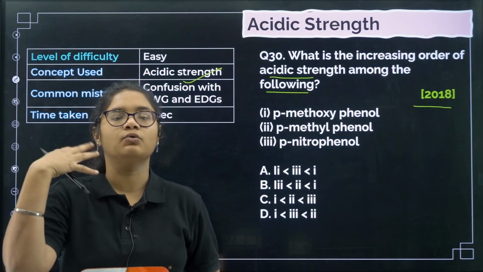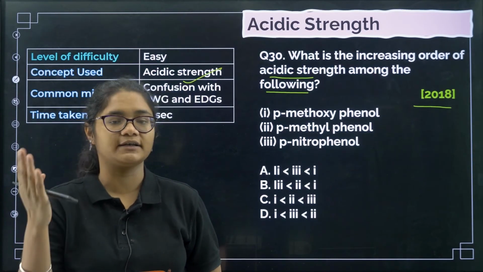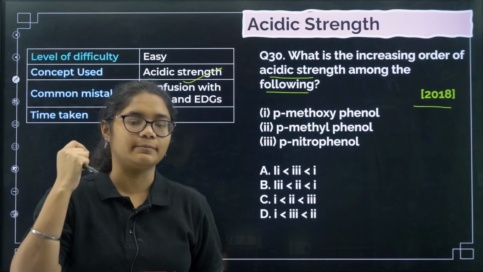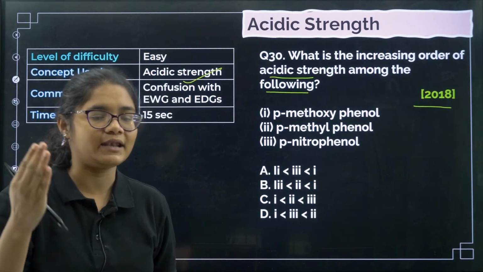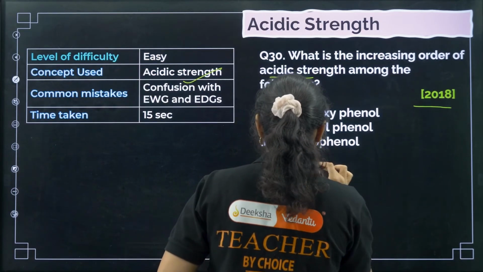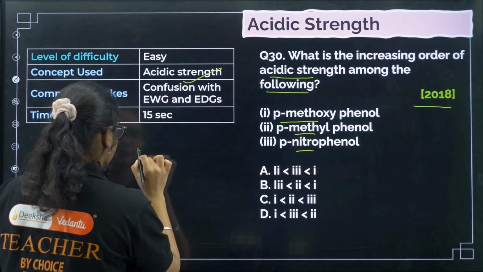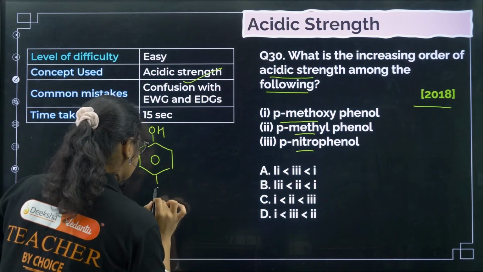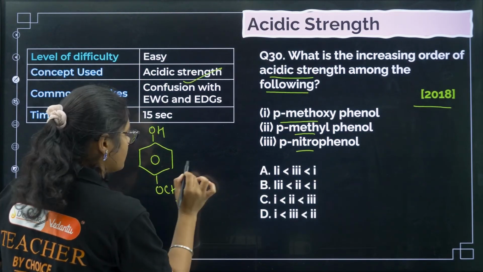If a donating group is present, it will decrease the acidity. A withdrawing group will increase the acidity, and pKa and Ka are inversely proportional. Now first we should draw the structures correctly. Para-methoxyphenol, you have this one, para-methoxyphenol, okay.